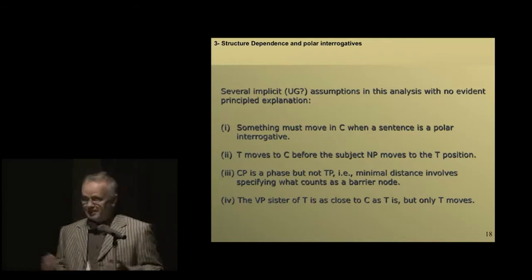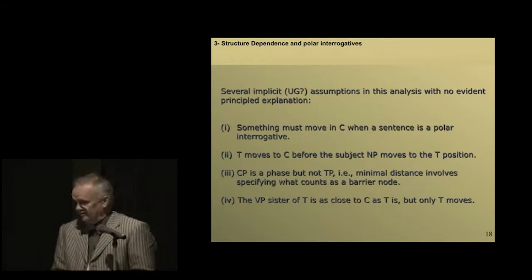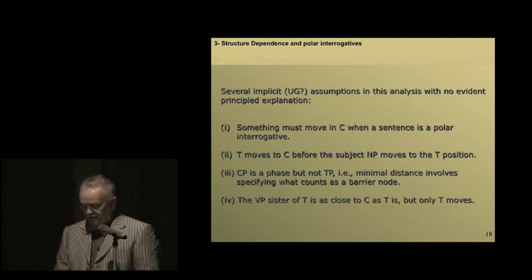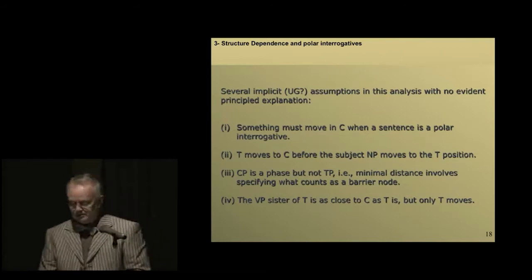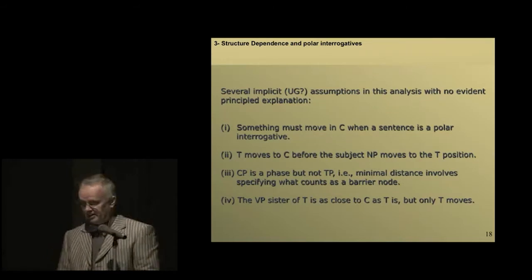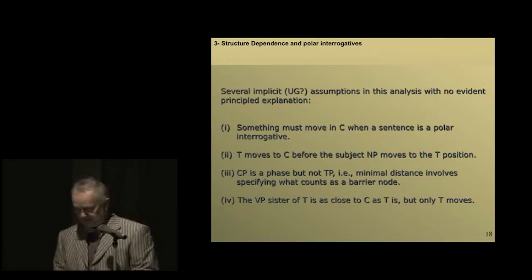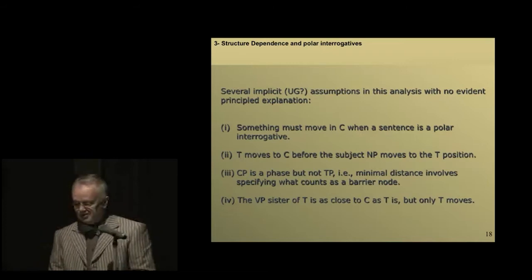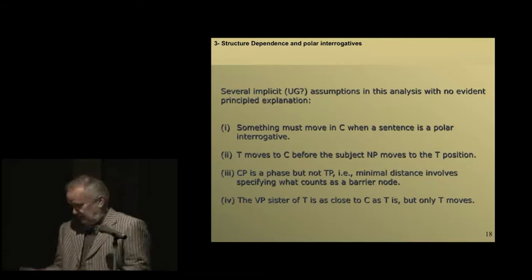If we try to replicate the experiment, that is, to do the derivation as neutrally as possible, we realize that there are several implicit assumptions in this analysis for which there are no evident principled explanations right now, and we're looking for principled explanations all along. I'll look at 4 simple implicit assumptions here. The first one is that something must move to C when a sentence is a polar interrogative. Why is that? The second one is that T moves to C before the subject moves to the T position. I know it saves the day if you assume that, but why assume that?